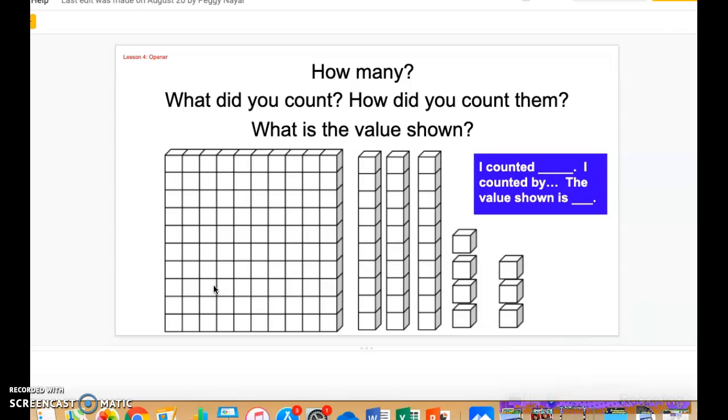This is 100. So you could count, you could say 100, 110, 120, 130, 131, 132, 133, 134, 135, 136, 137. The value shown is 137. Did you count by 100s and then add up the tens like I did? Or did you count each cube? Both work. There are many different ways for us to count.